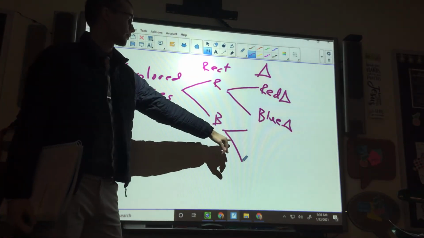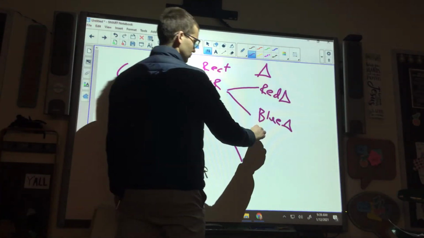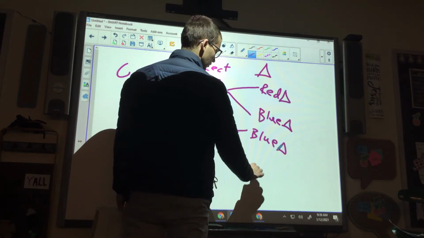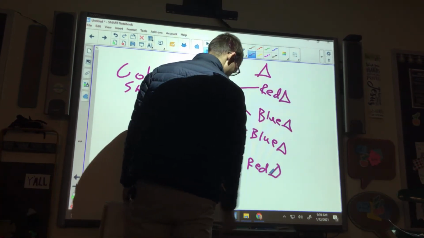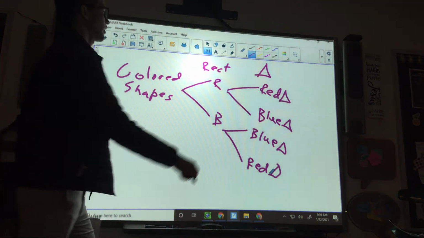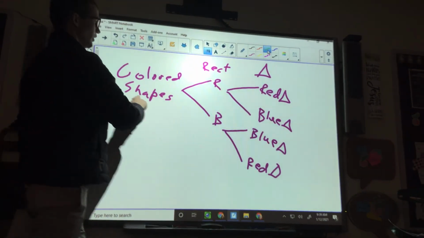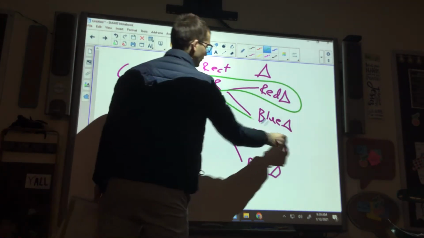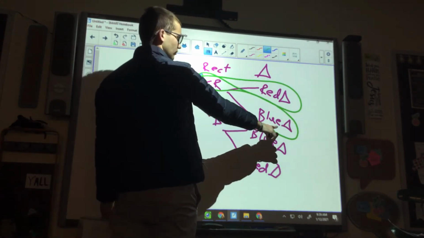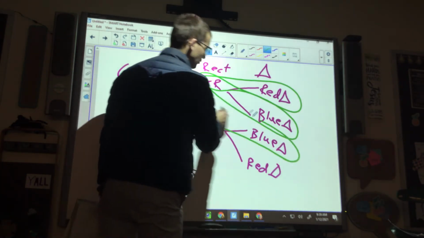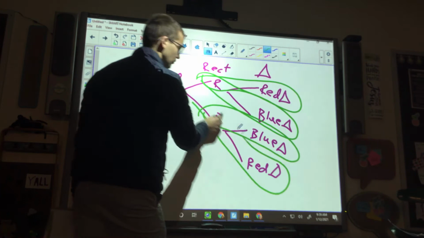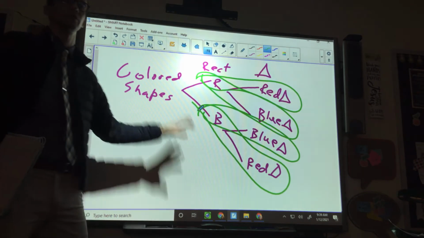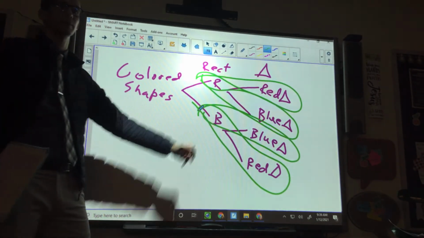And then for the second option, triangle, you can say it's going to be a blue triangle, or a red triangle. So there's 4 different options here, and this is how we see which options they are. We've got red and red, rectangle and triangle; red and blue, red rectangle, blue triangle; blue rectangle, blue triangle; or blue rectangle, red triangle. This is how you break up how many choices you have.